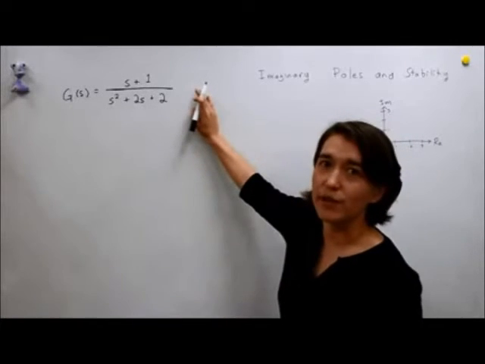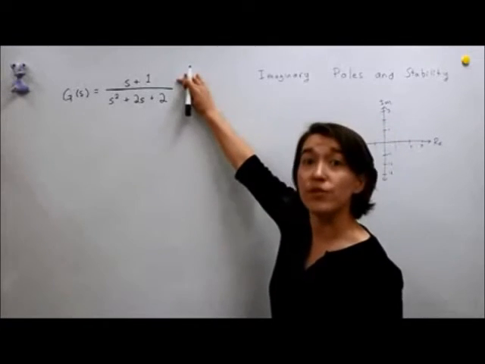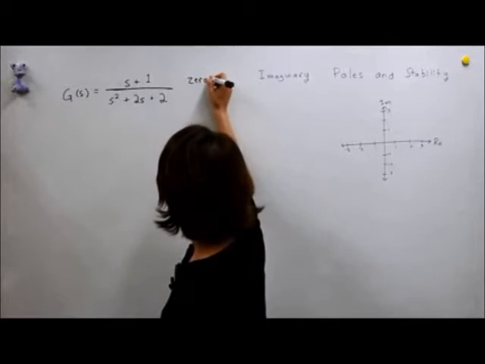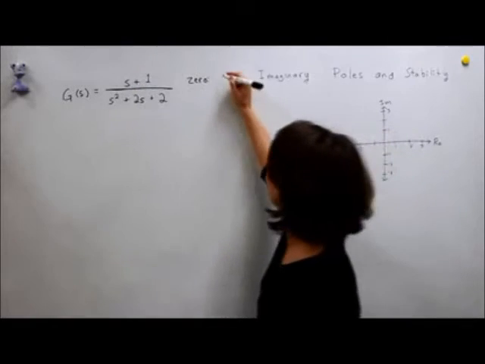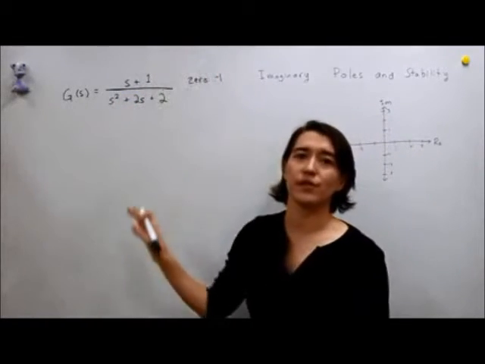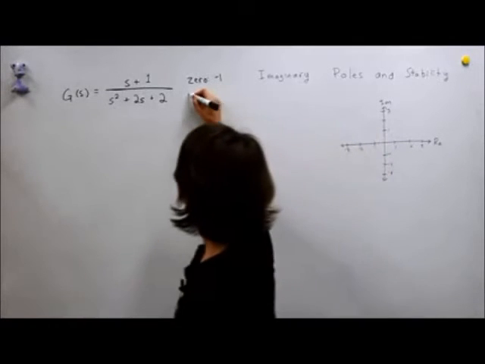So, well, first let's do the easier part. Let's find the zeros for this system. So our zero here would be -1, because that s of -1 makes this numerator zero. So now let's try to find the poles.